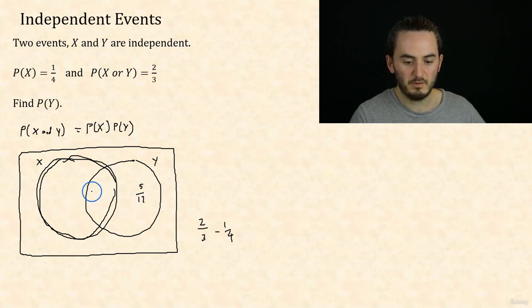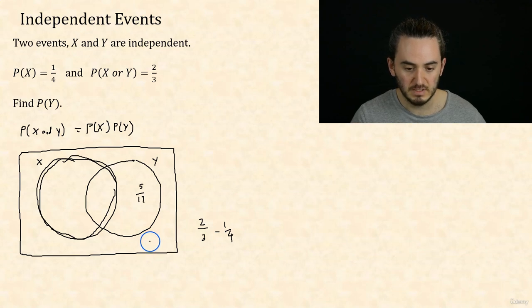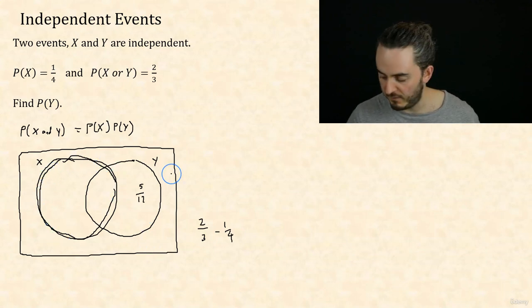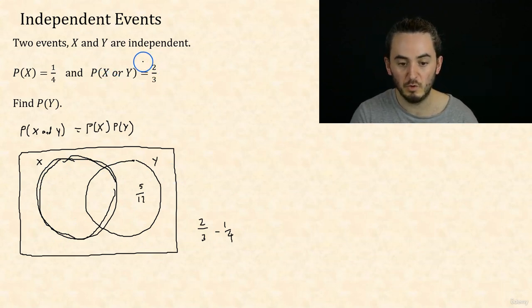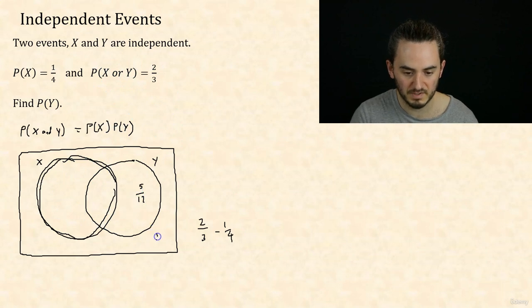Now, what can I say about the rest of it? Well, I could work out what the outside is. That could be useful because I know that I've got 1/4 here. I've got 5/12 here. Or in fact, I can do this more quickly. So I know that x or y is 2/3. So all of this is 2/3. So there must be 1/3 on the outside.